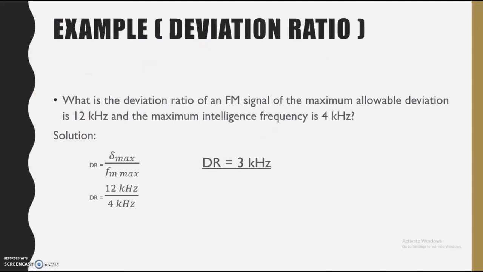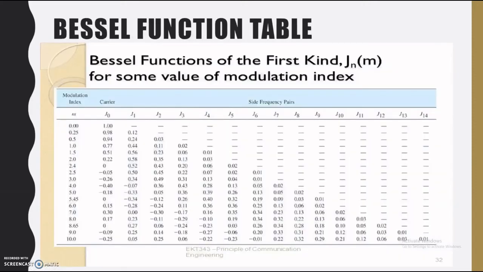An example of a deviation ratio: what is the deviation ratio of an FM signal if the maximum allowable deviation is 12 kHz, and the maximum intelligence frequency is 4 kHz? Using the deviation ratio formula, which is the maximum carrier deviation over the maximum allowable intelligence frequency, we can say that the deviation ratio is 12 kHz all over 4 kHz. Deviation ratio is equal to 3.